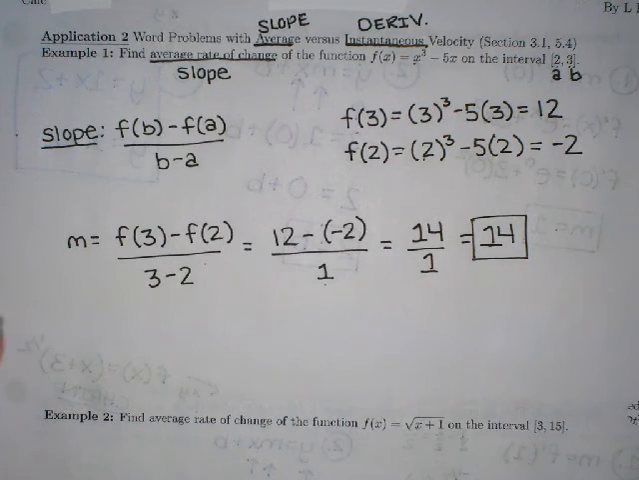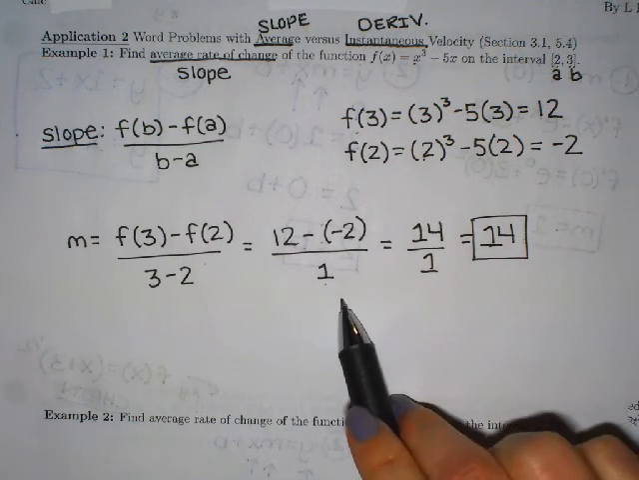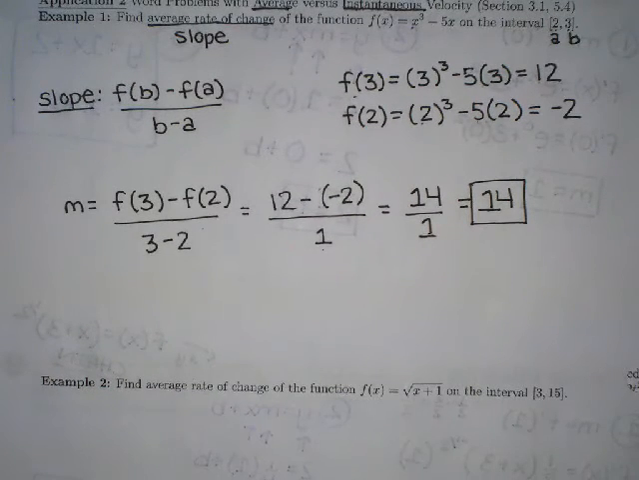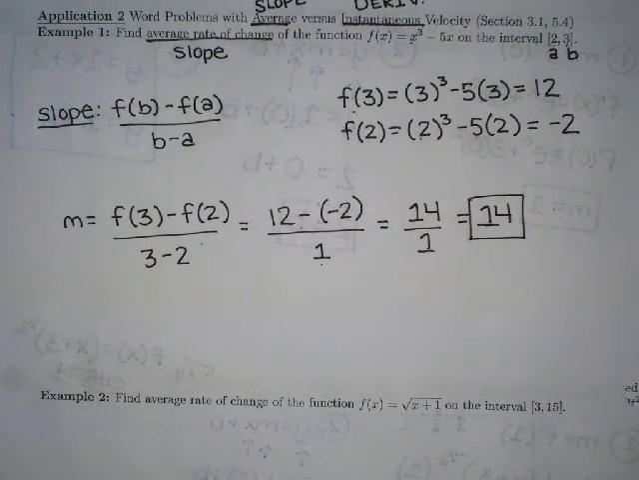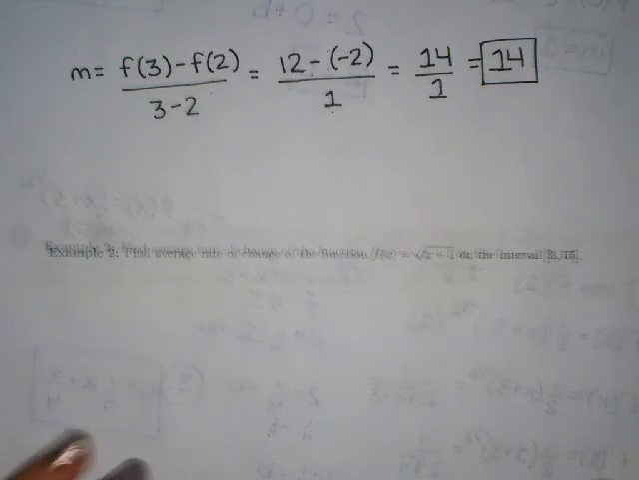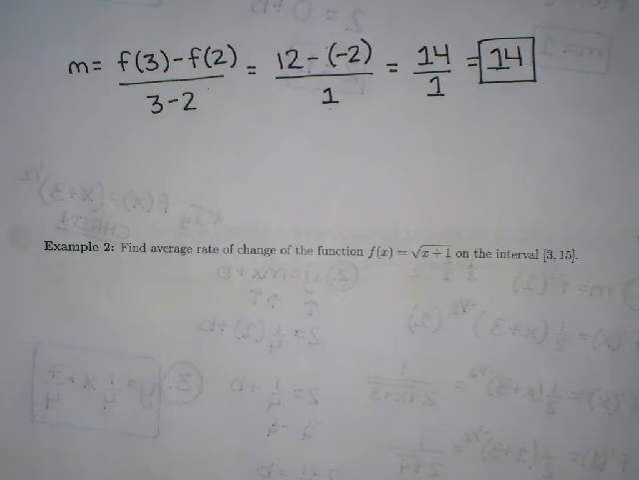If this had units, I'd put the units with it. It'd be the units with the top over the units with the bottom. It might be like miles per hour or feet per second, something like that, people per year. But this doesn't have any units, so we don't have to put any units on our answer. Okay, you could definitely pause the video and try the next one on your own. I'm going to run through it here.